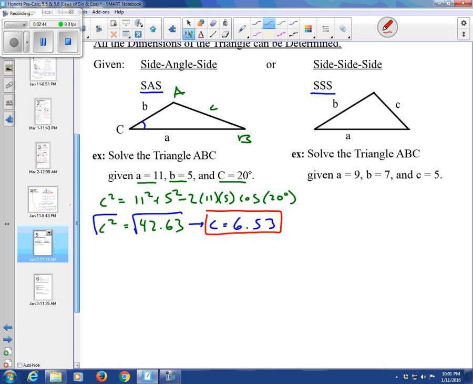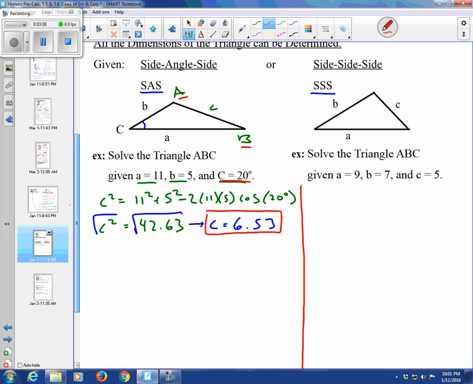Now, we've got one angle, and all we really need is one more angle to use the fact that we know the sum of the angles of a triangle is 180 degrees. So what we're going to do right now is go through and solve for either angle A or angle B with law of cosines. Why don't we solve for angle A?